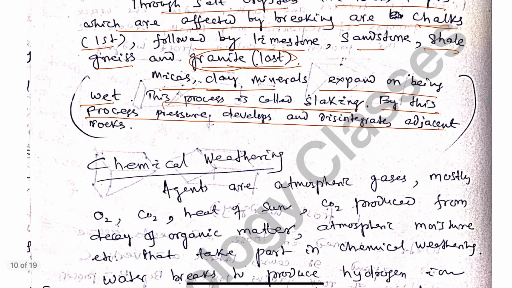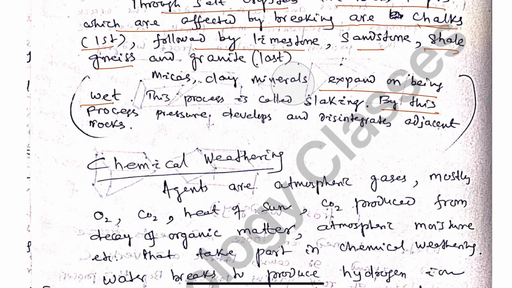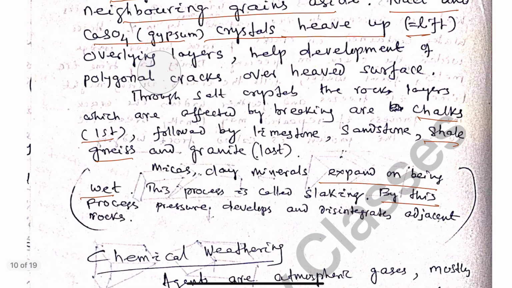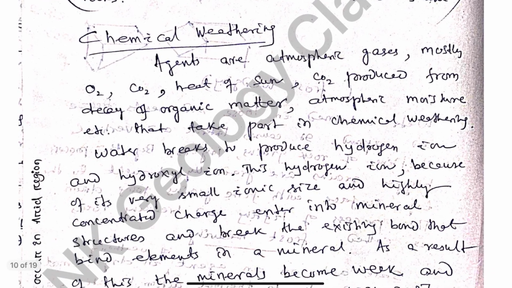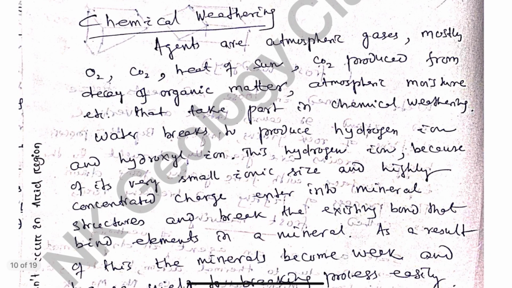So, these are the different processes by which physical weathering takes place, or rocks produce grains, and there is no chemical breaking down of rocks. But when you talk about chemical weathering, it involves breaking down of rocks into simpler and simpler components from complex composition. So let us discuss what is chemical weathering.